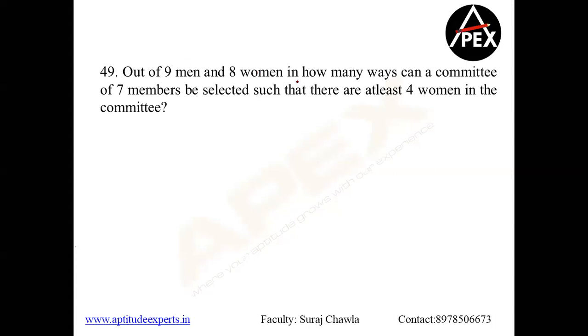Out of 9 men and 8 women, in how many ways can a committee of 7 be selected such that there are at least 4 women? We have the same concept as all of you have done. So 4 women and 3 men, 5 women. We are exactly the midpoint, guys. 5 women and 2 men. Similarly, 6, 1 and 7, 0. Clear?